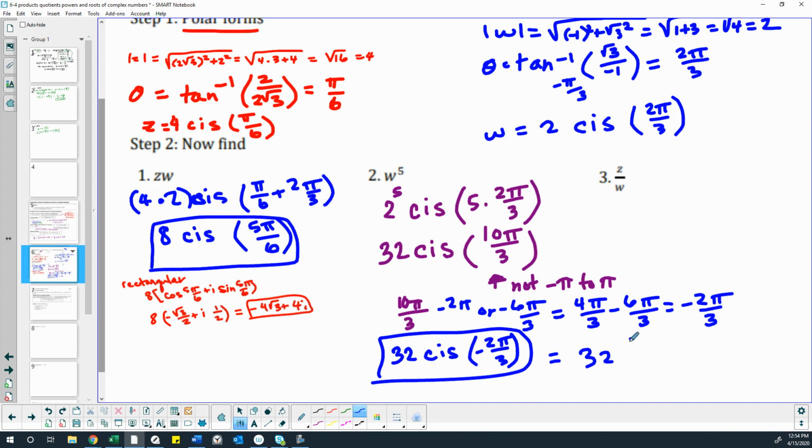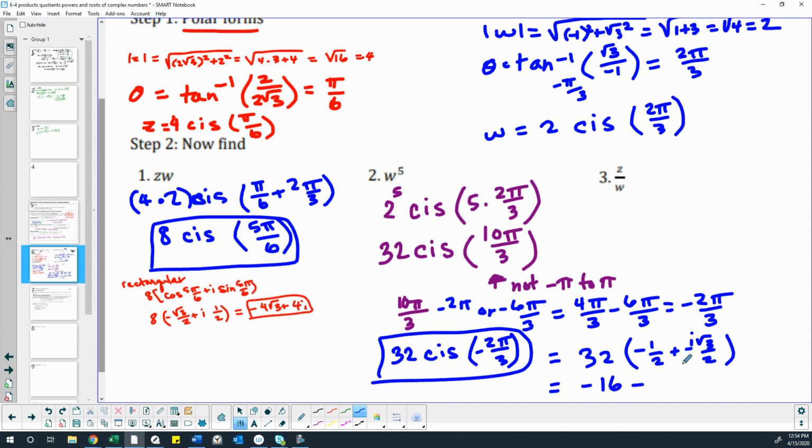If we wanted to change that to rectangular form, we would just go 32 times the cosine of negative 2 pi over 3. That's the third quadrant, so it would be negative 1/2. And then the sine of negative 2 pi over 3 would be negative square root of 3 over 2, and there's an i in there. So that would give us negative 16, 32 times negative 1/2. Actually, since the sine value is negative, I'm not going to do the plus in there. I should have, because it's a plus, but it was a negative sign value. So I'm just going to change that to a negative for my rectangular.